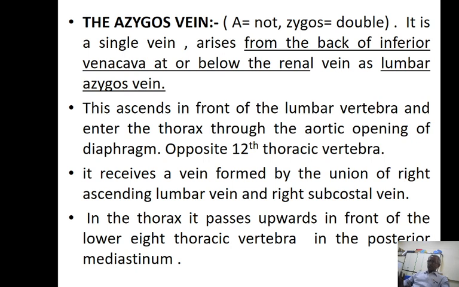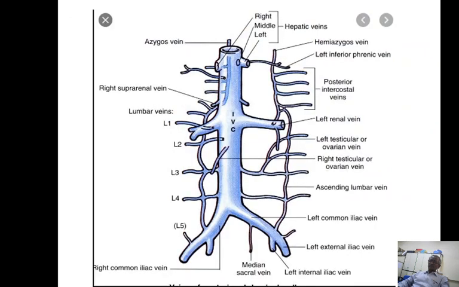So in the thorax, after the aortic opening, it is passing upwards in front of the lower 8 thoracic vertebrae within the posterior mediastinum. Here this figure is particularly to show you that the lumbar azygos vein is coming from the posterior aspect of the inferior vena cava at or below the level of the renal veins.